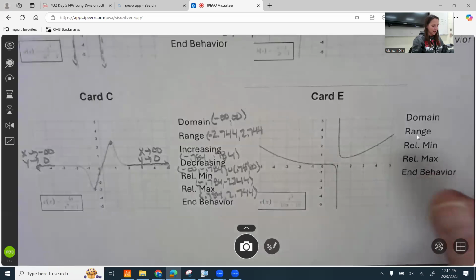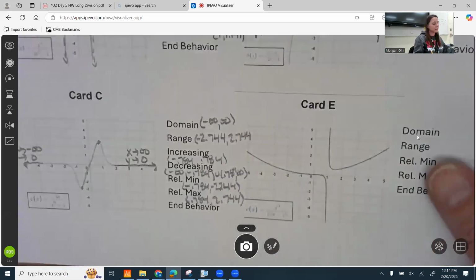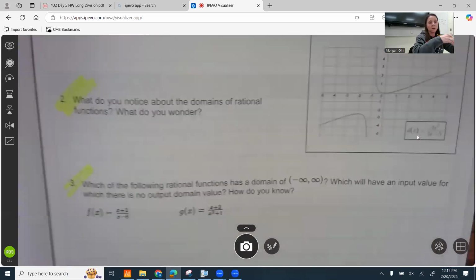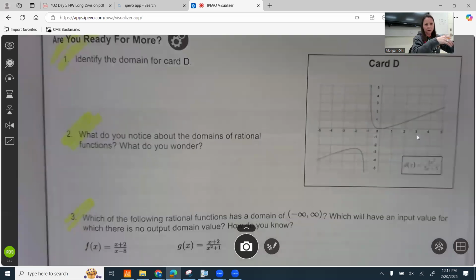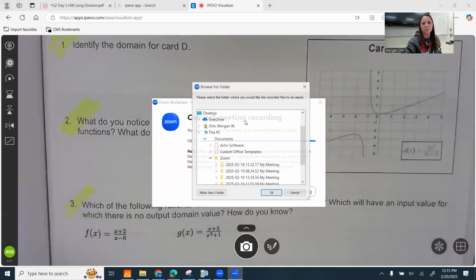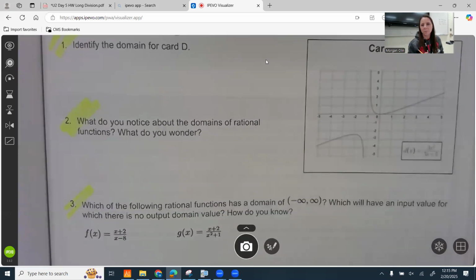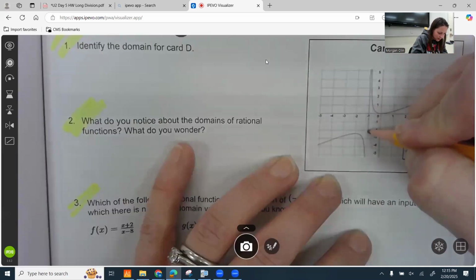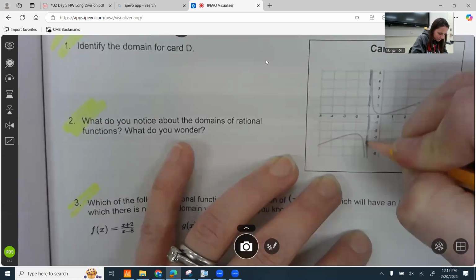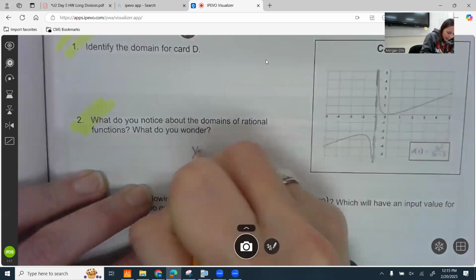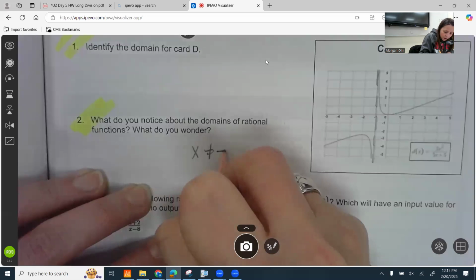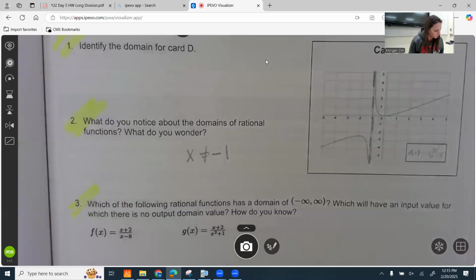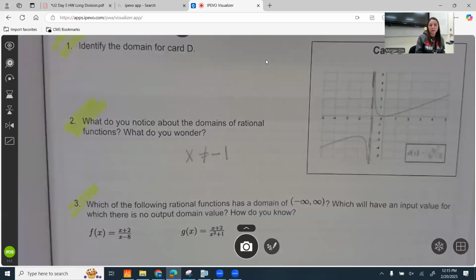All right, let's look at card D. I got 2 more cards. I'm going to do D because I'm just going to do it in order. That's actually in your book on page 151. All right, so we got card D right here. What do you notice? What do you notice about the domain? If you actually look right here, do you see how we can put a dotted line in right there? Here, the domain, x just can't be negative 1. It can't be -1 down there.